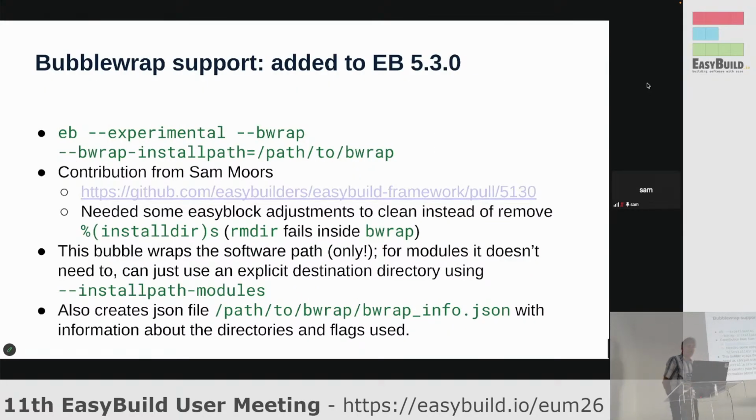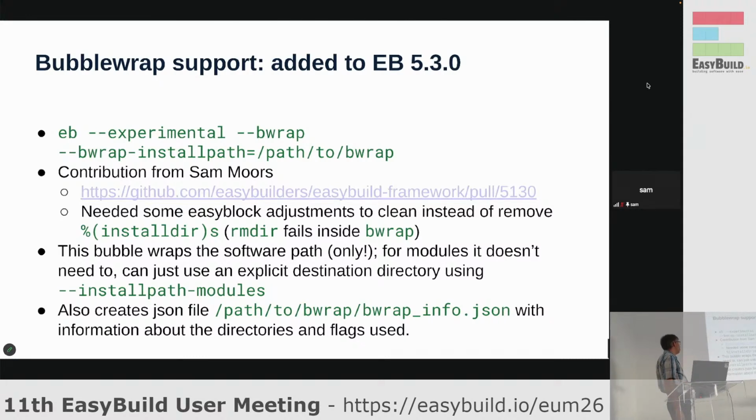So the way that was added to 5.3.0, you can use that now using eb --experimental --bwrap, and then you put the location where you want your temporary installation, installed via --prefix --installpath. And that's in a pull request. And it needed, like Kenneth was saying yesterday, some easyblock adjustments because some easyblocks were trying to wipe out the whole installation directory, including the directory itself. That was then failing, so I said, okay, instead of removing the directory, we will just clean it.